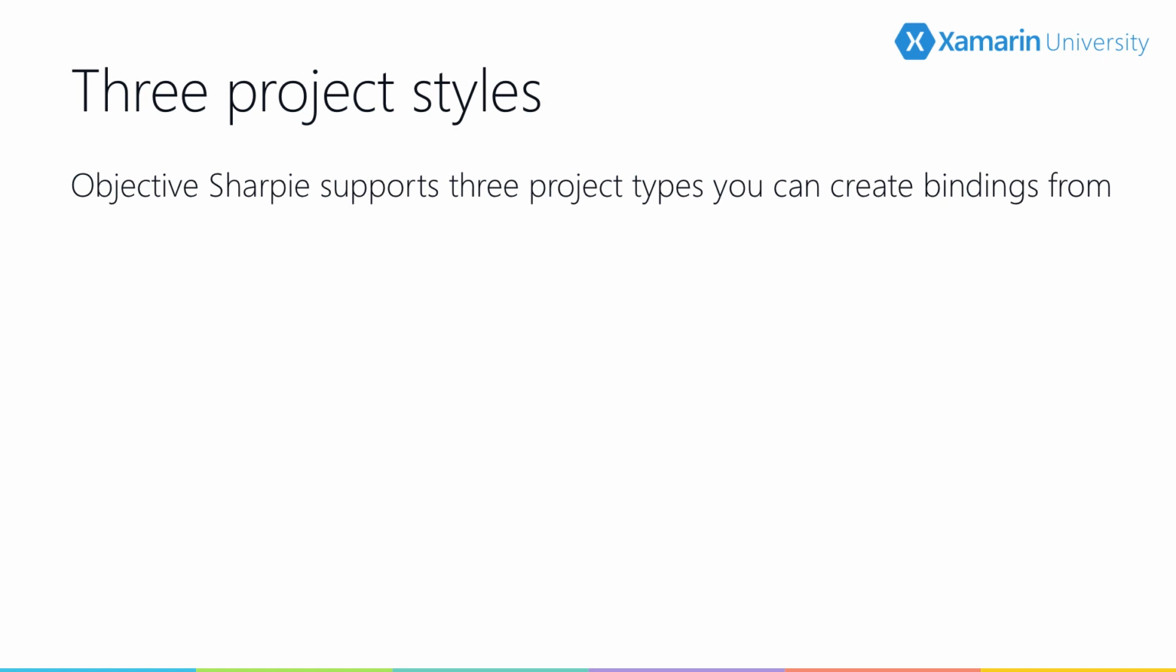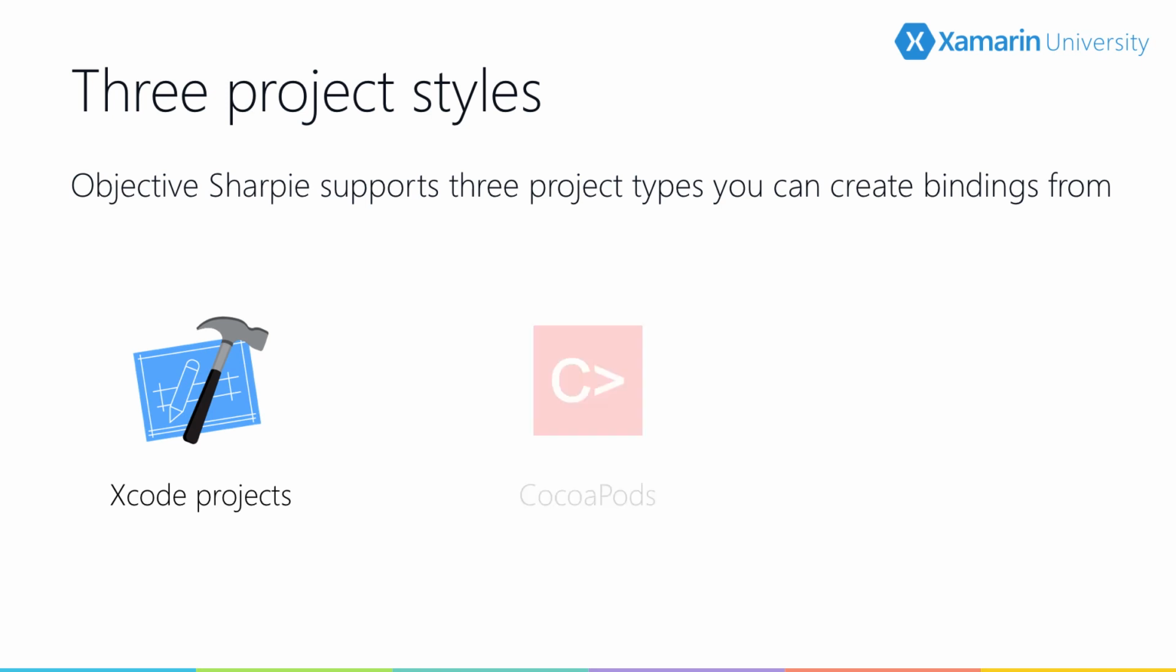Objective-Sharpie supports 3 project styles to create bindings from. The first is parsing an Xcode project to select the correct header files and compiler flags. The Xcode project will be compiled and the API definition files created from here. The second option is using CocoaPods. CocoaPods is the dependency manager for Objective-C or Swift projects. Project dependencies are linked together in an Xcode workspace from where Objective-Sharpie will then follow the same process as with an Xcode project, which means compile the project and create the API definition files.